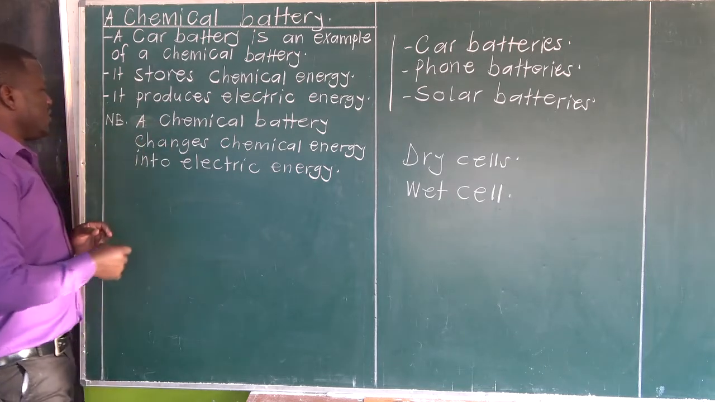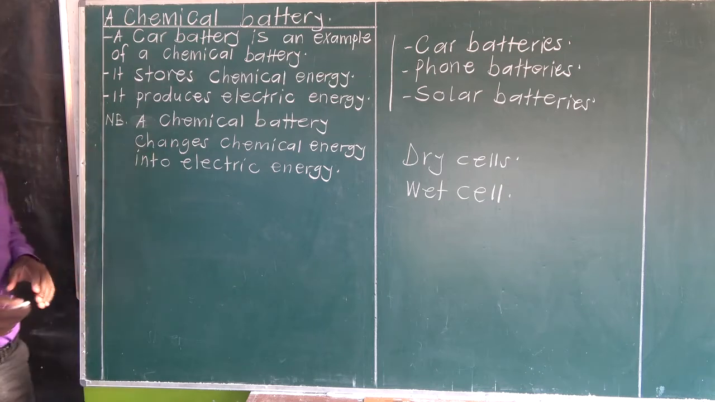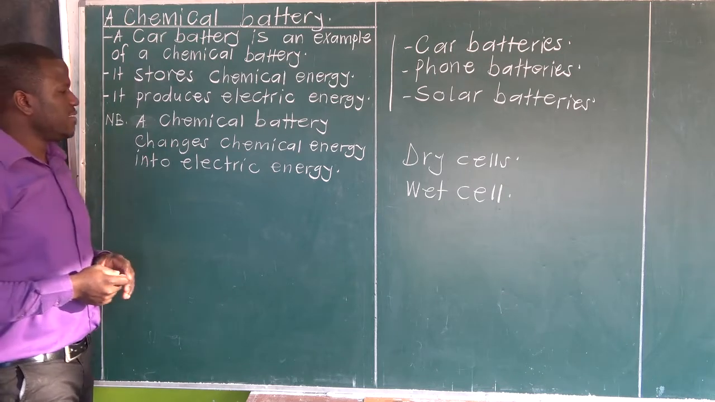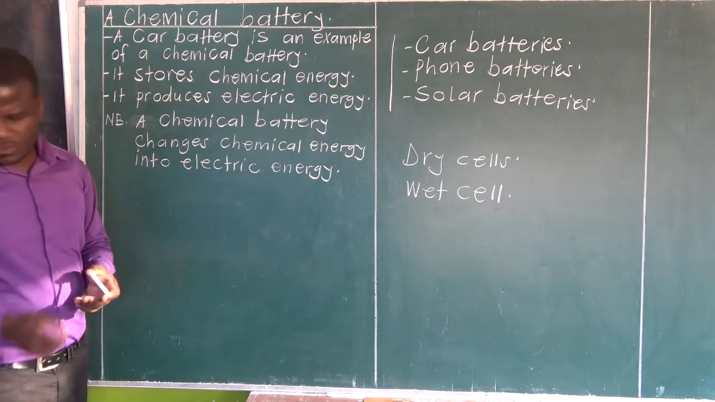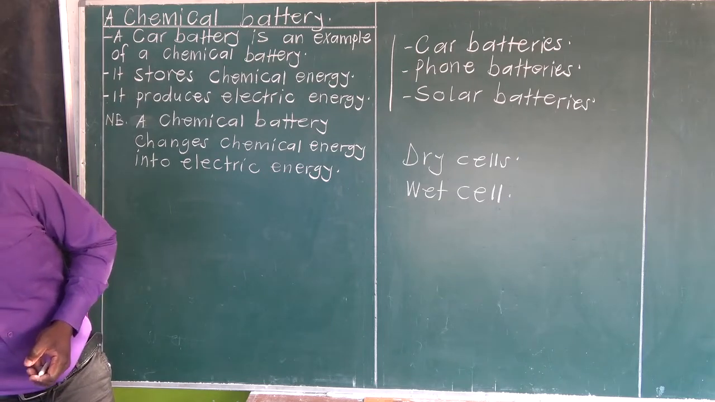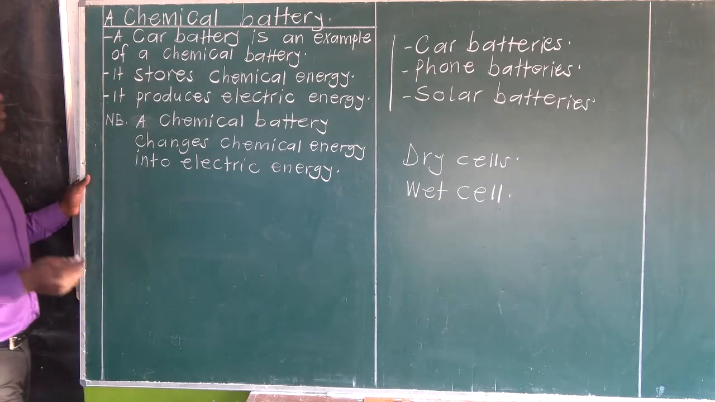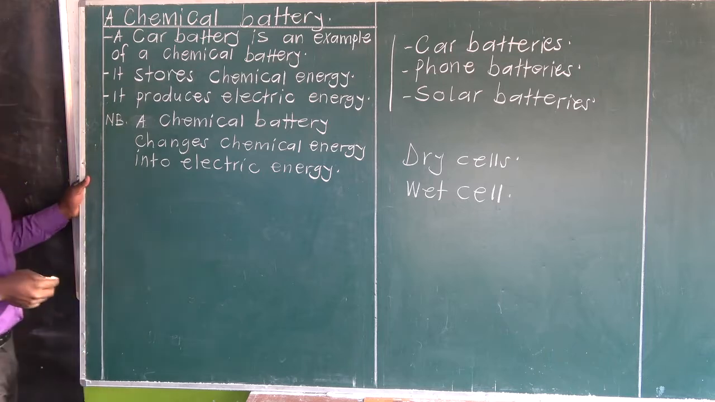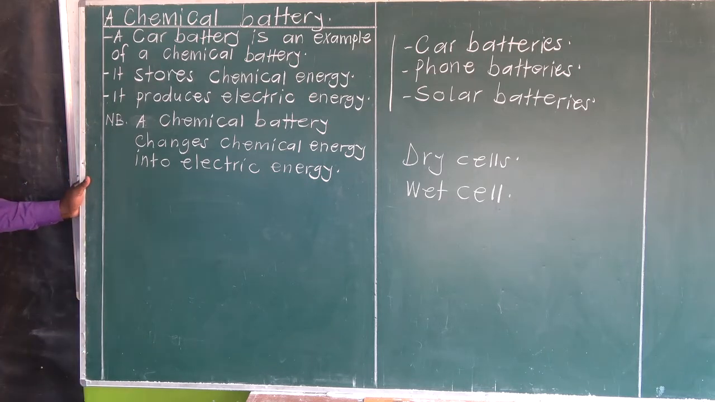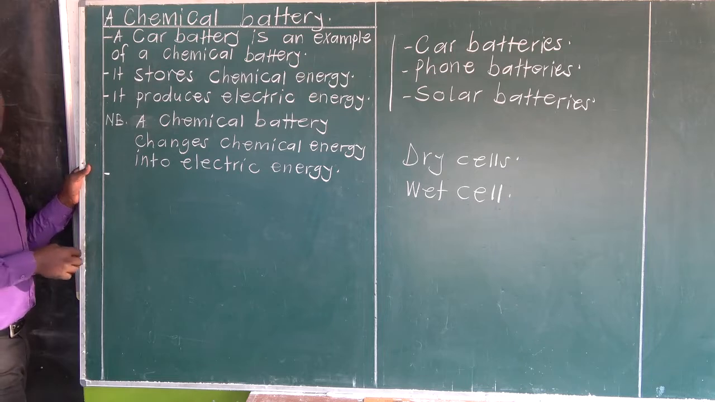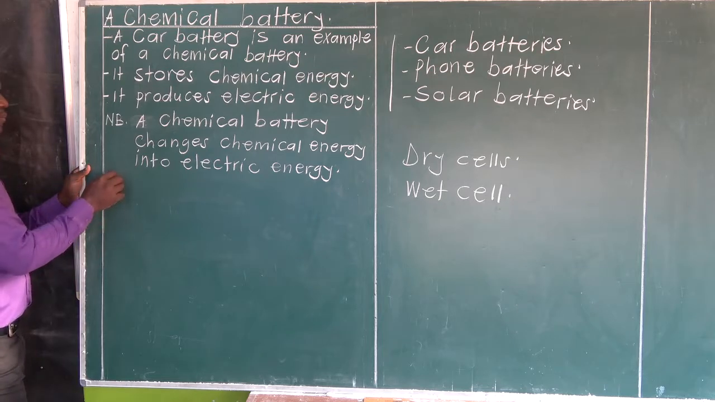I have something to note here. A chemical battery changes chemical energy into electric energy. A chemical battery or a car battery changes chemical energy into electric energy. Then, a chemical battery or a car battery has a positive terminal and a negative terminal.